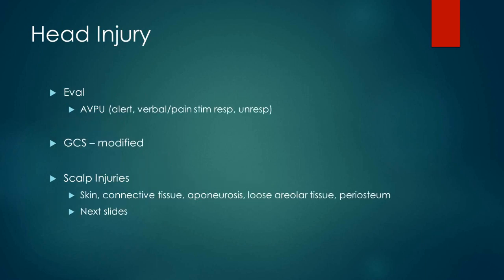Again, evaluate it with children. You have a modified GCS, so make sure that you're using your modified GCS. Do a quick AVPU evaluation on them, see what their mental status is. Are they alert? Are they verbal and talking or cooing or making noises? Do they only respond to painful stimuli? Do they open their eyes when you talk to them as a kid? Say, hey, you know, whatever. Do they open their eyes and look at you? Are they unresponsive?